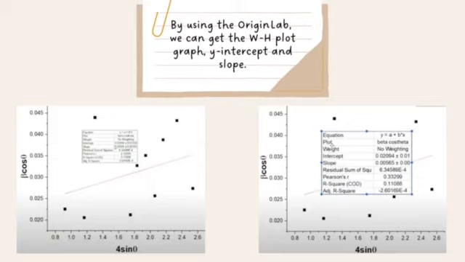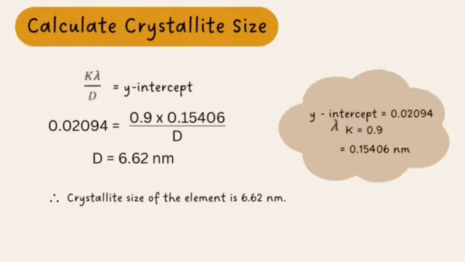After plotting the graph, the y-intercept and the slope, which is the strain, can be calculated and defined. From this, we can calculate the crystallite size by using the Scherrer equation and putting the values of y-intercept, wavelength and constant into the equation. The crystallite size of the element is 6.62 nanometer.